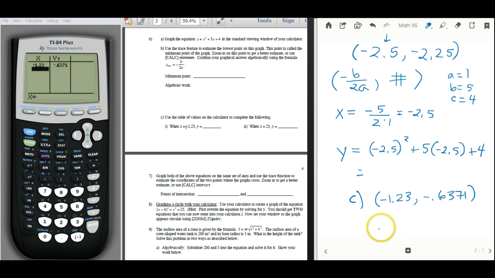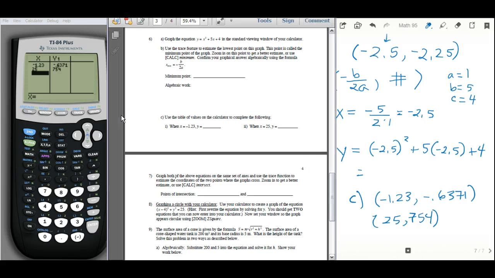Okay, that's for the first one. For the next one, when x is 25, I can just plug in over here on my calculator 25. And I'll say, what's y? 754. Okay? So that table, when you just have it set to ask, is pretty nice because it quickly figures out corresponding y values for whatever x value you want.